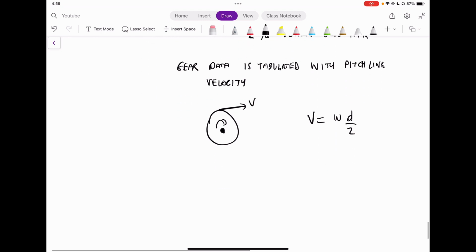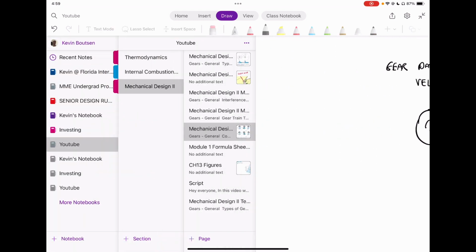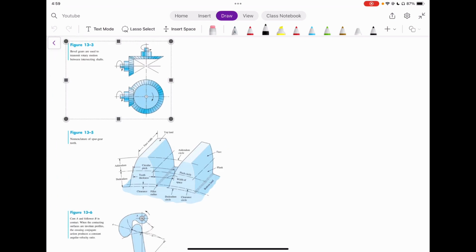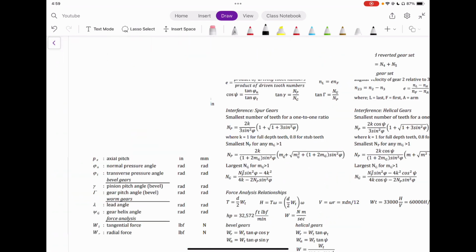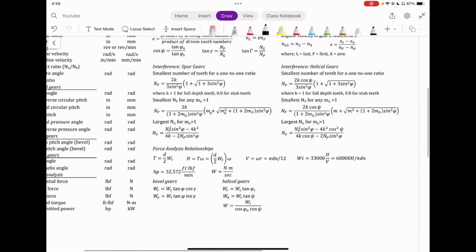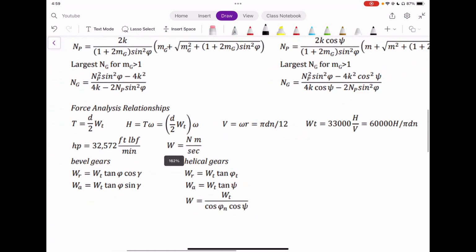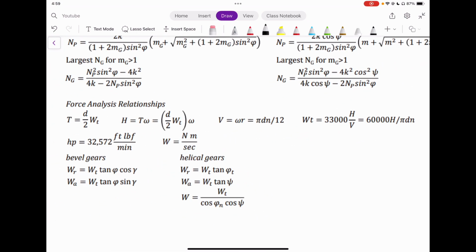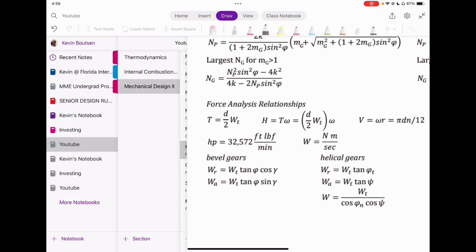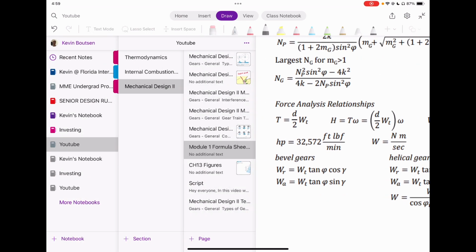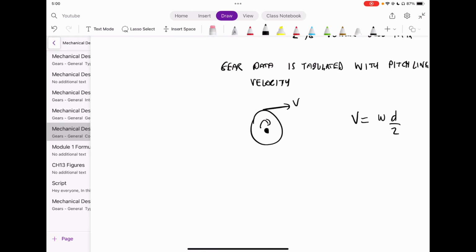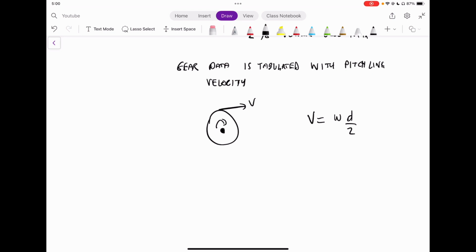So in your formula sheet, and I'll show you really quick here, which is right here, you have some equations at the bottom with force analysis relationships. So all these equations are there for you already, but we're going to write them out now just to make sure that we have them all and we understand what they all mean. So going back to here, we're going to write first the US units equations.